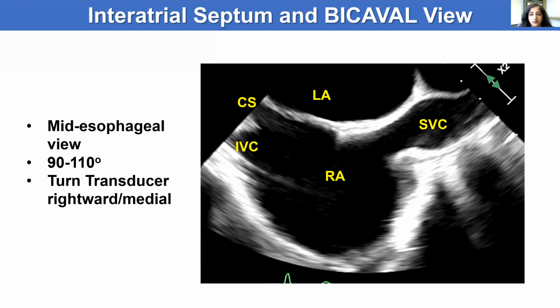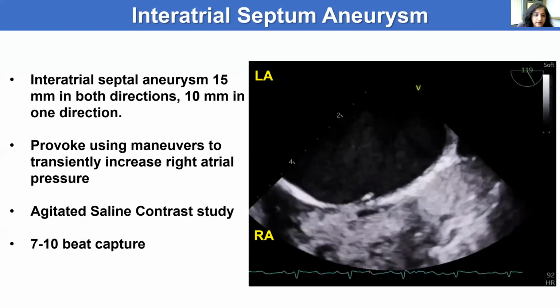Otherwise, you see the left atrium, you see the right atrium, and you see the interatrial septum where the ostium primum and the ostium secundum meet and oftentimes form a flap. In 25 to 30% of patients, this flap doesn't close and that forms the patent foramen ovale. The SVC here is also very close to the right upper pulmonary vein.